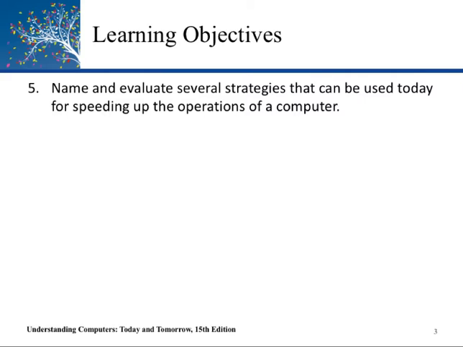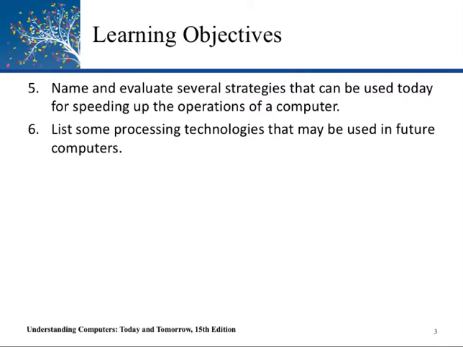And this is stuff that will help you in your personal life as you have a computer that begins to age and you want to speed it up, and find the most cost-effective way to do that. And then finally, we want to list or look at some of the future technologies, what we think some processing technologies will be in the future to make computing better. So those are our objectives.